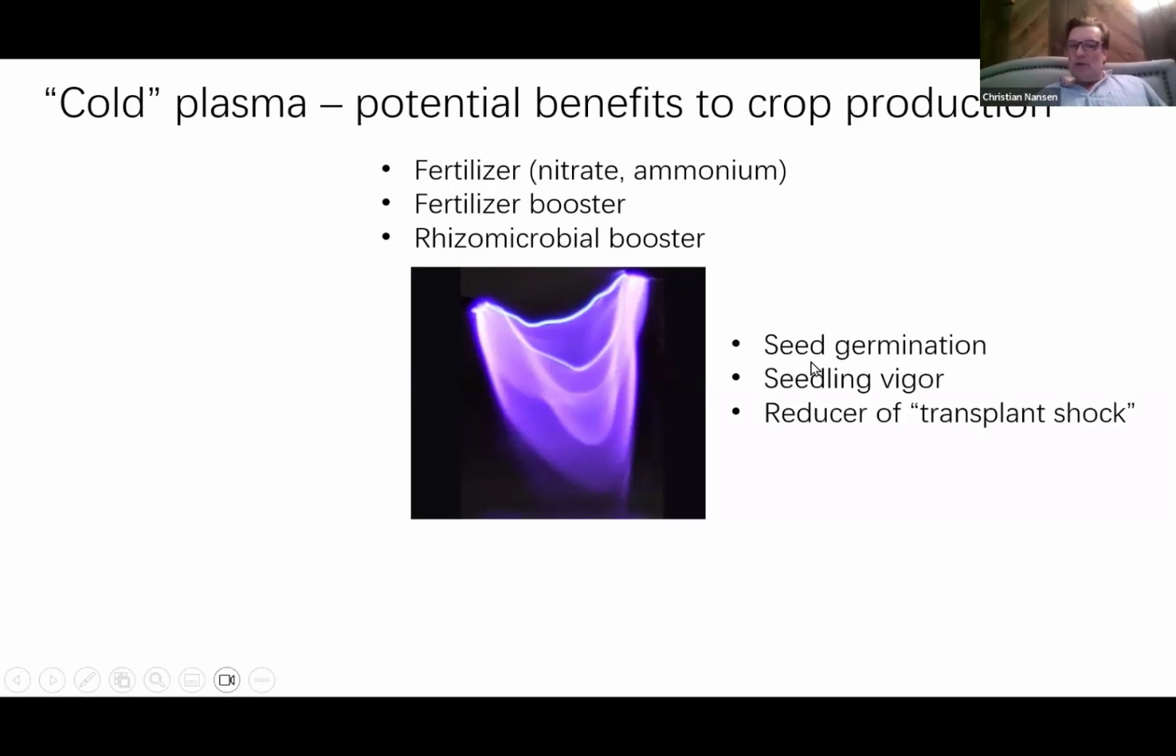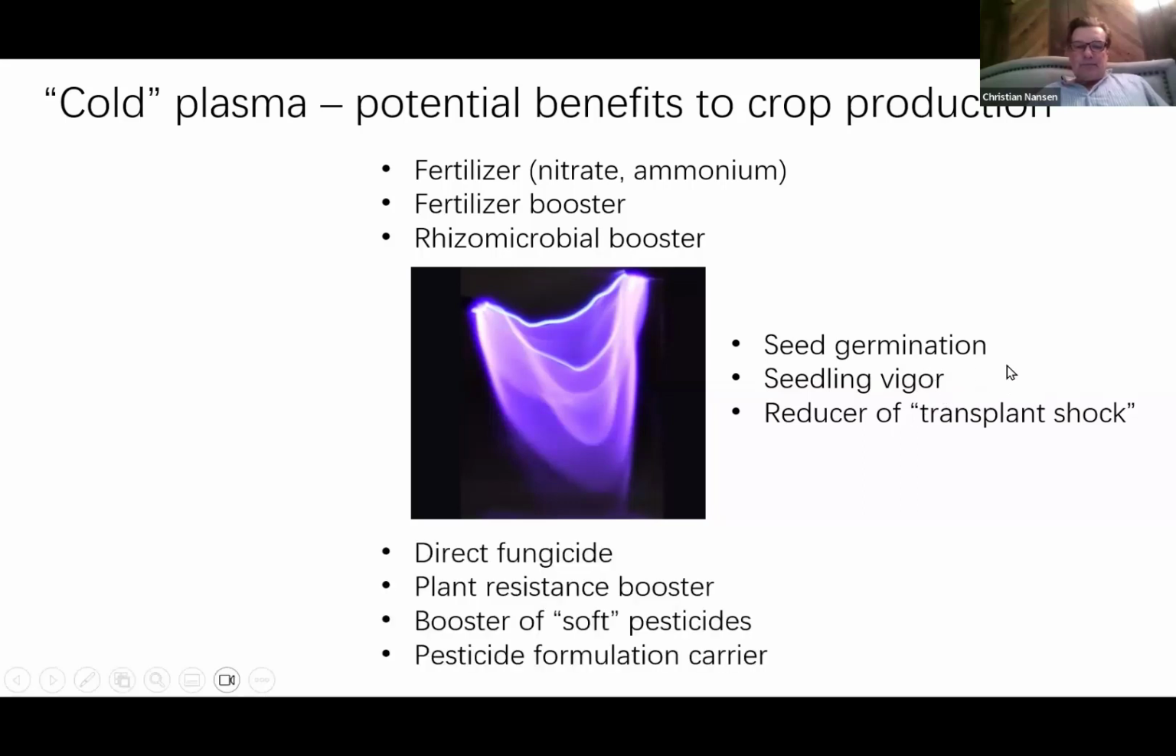And then, of course, we are looking at seed germination, how it may be used to boost the seeds' germination, the vigor of the plant, and also help them create a stronger and more resilient root system. So with the transplant shock, when they're brought from a greenhouse environment into a field setting, can they overcome that shock more readily and get an earlier start? That's something we are very interested in looking at.